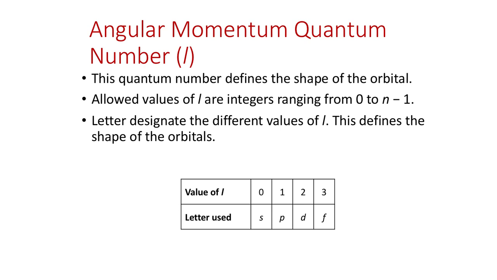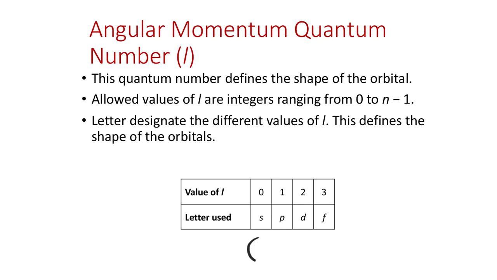And so let's talk a little bit more about the angular momentum quantum number. At least this is summarizing what we were talking about in the previous slide, that this quantum number defines the shape of the orbital. It goes from 0 on up to n-1 in integral values. And then the letter of the orbital, the shape of the orbital, is designated by the L value.